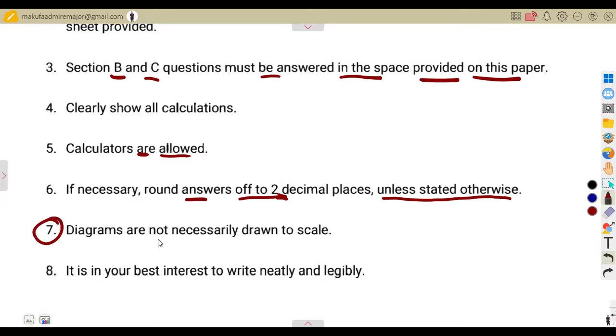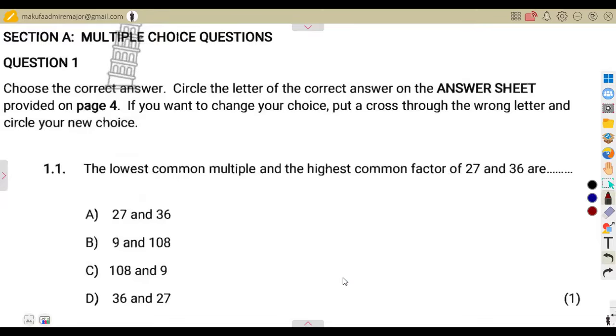Then diagrams are not necessarily drawn to scale, meaning to say, do not measure diagrams. They are not to scale. It is in your best interest to write neatly and legibly, meaning to say everything must be clear so that the marker is going to mark your work properly. He or she sees everything properly. So just be on the right track to do so.